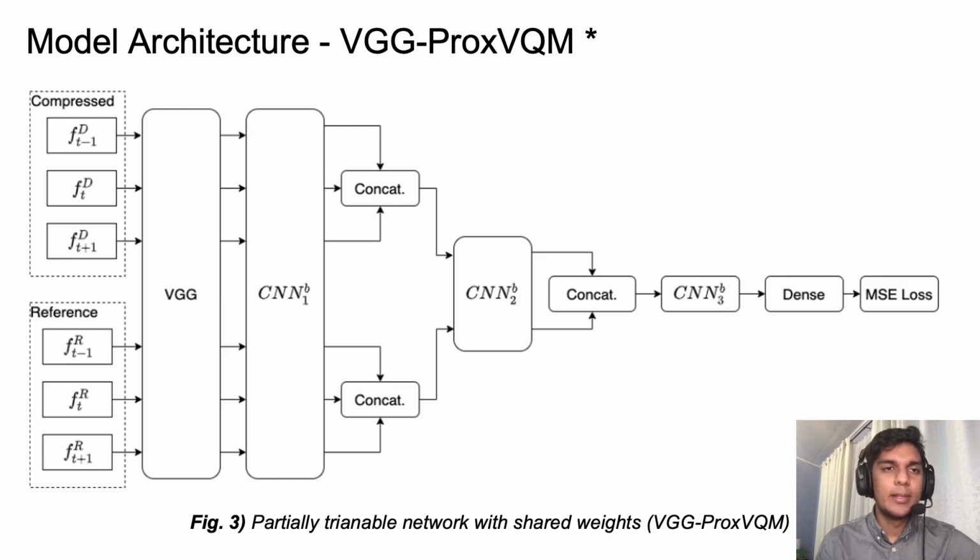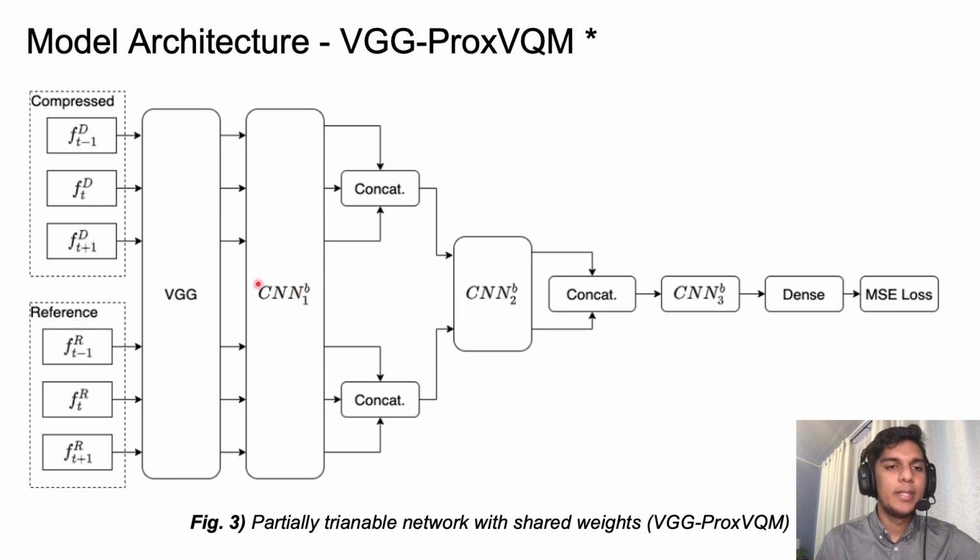So now we look at the model architecture for the VGG ProxVQM network. On the left side, we have inputs corresponding to both the compressed and reference video. However, the first layer is now a section of the VGG network. The output from this layer is then fed into a convolutional neural network block, and this CNN block has its weights shared across each time index and also across each compressed and reference branch.